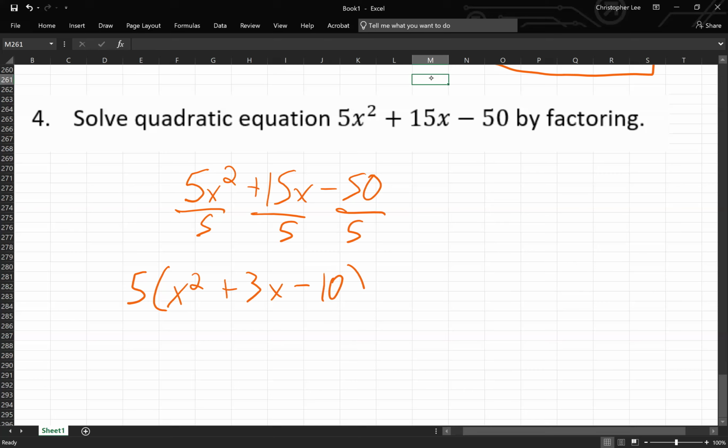Minus 10. Perfect, perfect. All right. So now, go ahead. What's my answer there? You know, there's going to be x and x here. All right. Give me two numbers that when I multiply them together will give me a negative 10. When I add them together, will give me a positive 3.